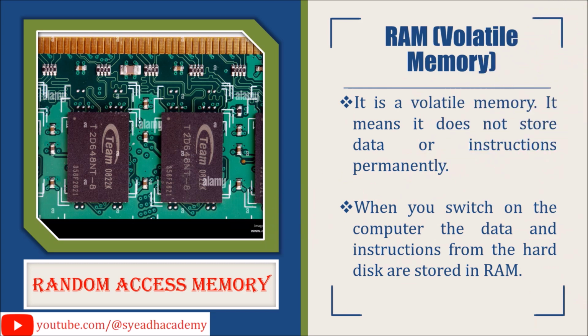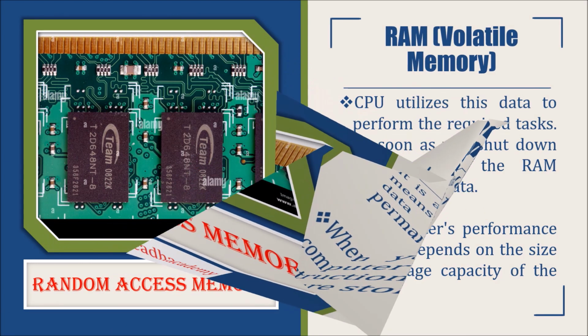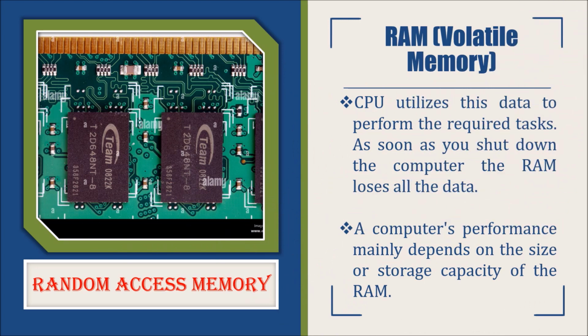RAM, random access memory. It is a volatile memory. It means it does not store data or instructions permanently. When you switch on the computer, the data and instructions from the hard disk are stored in RAM. The CPU utilizes this data to perform the required tasks. As soon as you shut down the computer, the RAM loses all the data. A computer's performance mainly depends on the size or storage capacity of the RAM.